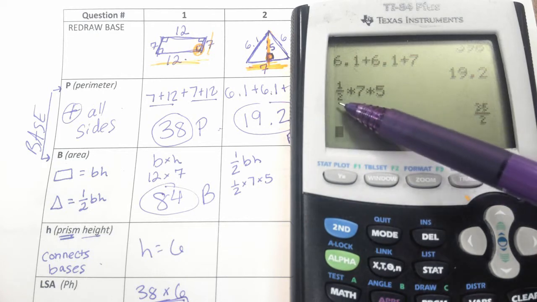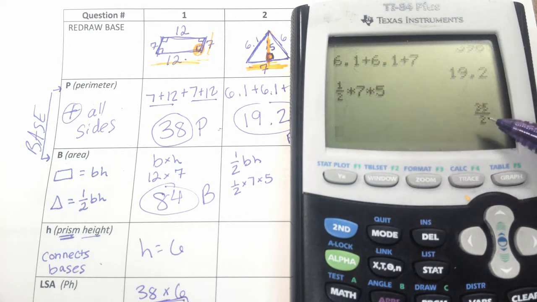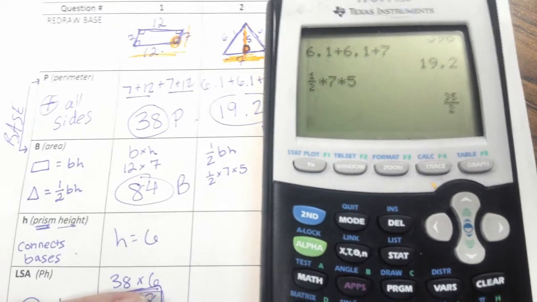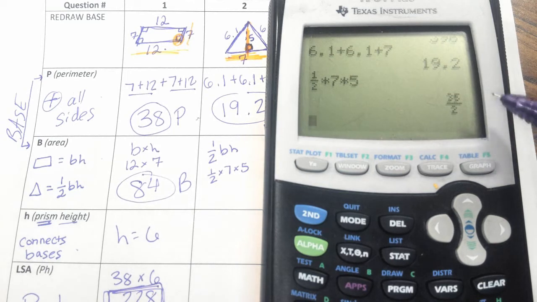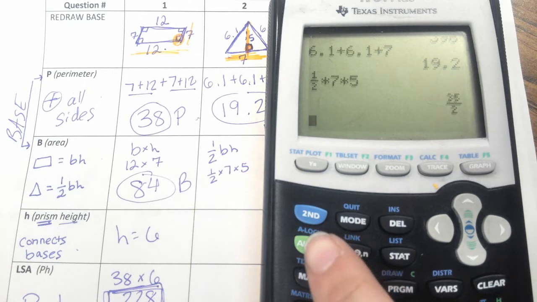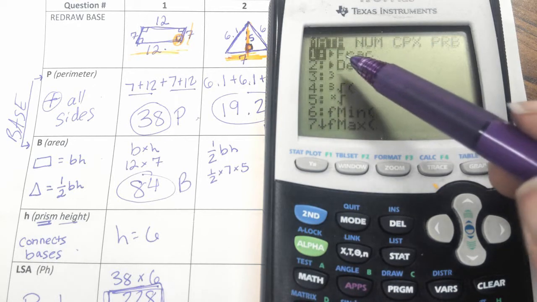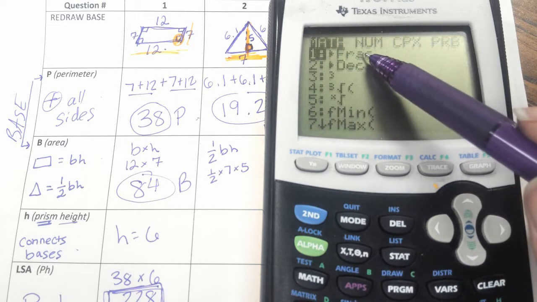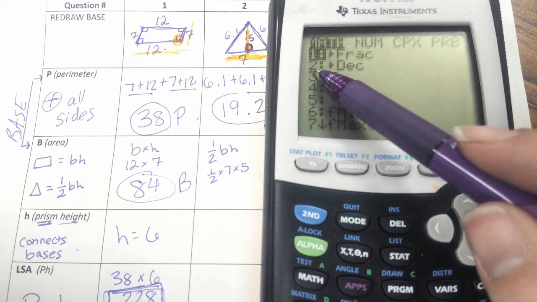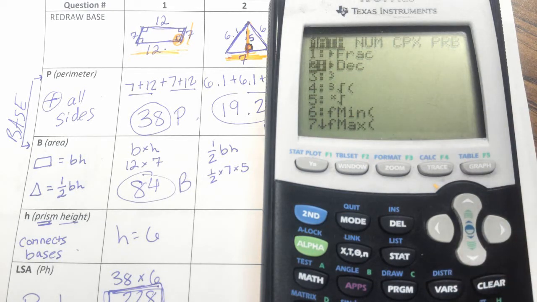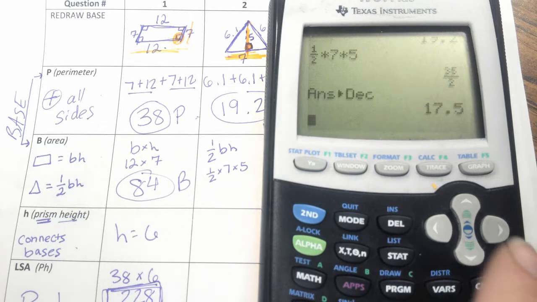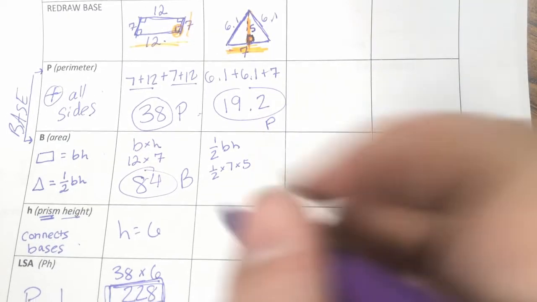If you're using that fraction method, that's fantastic. You guys usually prefer to multiply with decimals, and it's more common when we talk about area and volume to use decimals than fractions. On your calculator, you can change a fraction to a decimal by actually dividing, or we can hit the math button, and then when we want to change something to a fraction, we select number 1. When we want to change something to a decimal, we select number 2. So 17.5 is big B.